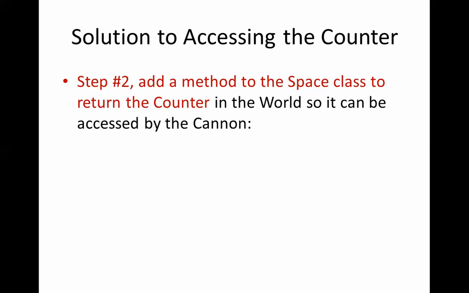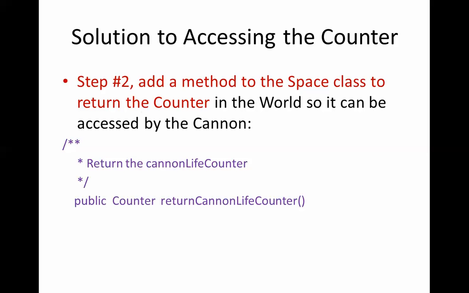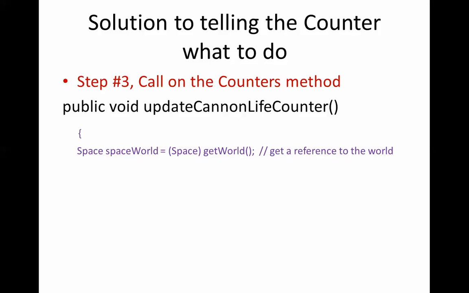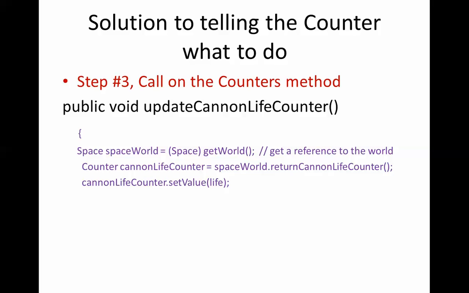Okay, we did this. Add a method to the space class to return the counter. Okay, we already looked at that. Yes, right? You already did this. Good. All right. Step 3, call on the counters method. Public void update cannon life counter. So here's some code that we're going to add to the cannon, right? Public void update cannon life counter. Here's the code that's really going to work.